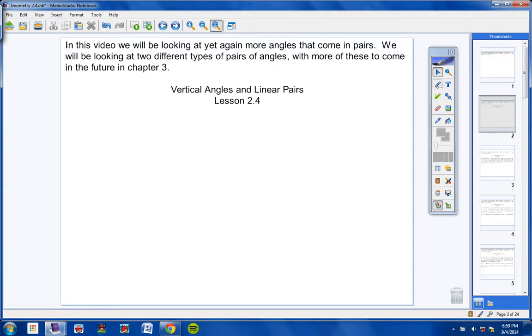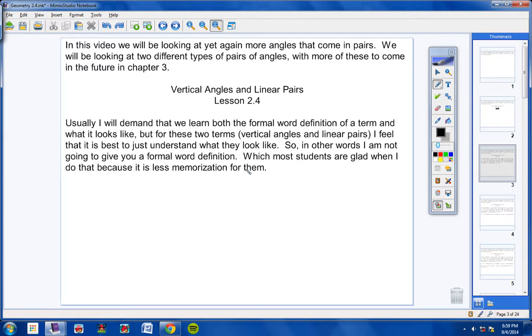Go ahead and copy this heading down in your notes, if you would please. Your heading today is vertical angles and linear pairs. So there are the two types of angles, or two different types of sets of angles, that we'll be looking at today. Vertical angles and linear pairs, lesson 2.4, and also include today's date, please. Go ahead and copy all this down. I'll pause just a second. Copy this in your notes, please. Vertical angles and linear pairs, lesson 2.4, and include today's date.